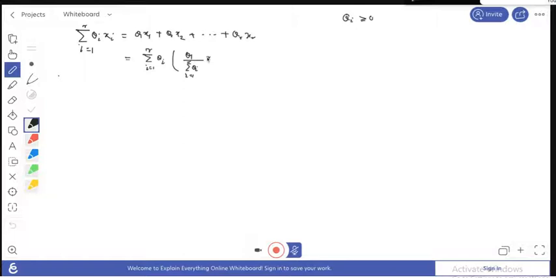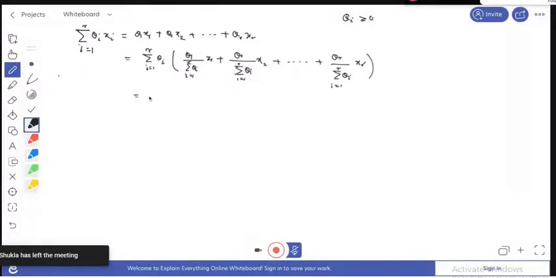This is x1, plus, and similarly the last term is theta r over the summation of theta i, i equals 1 to r, and this is xr. Okay, so now this term can be reduced into this form. This becomes i equals 1 to r of theta i, and this is theta 1 upon this, which is any scalar one.